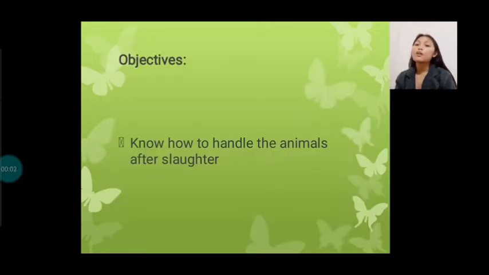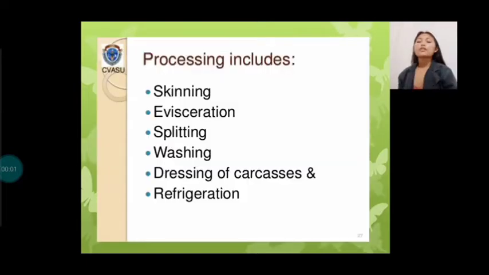Objectives: know how to handle the animals after slaughter. Processing includes skinning, evisceration, splitting, washing, dressing of carcasses, and refrigeration.